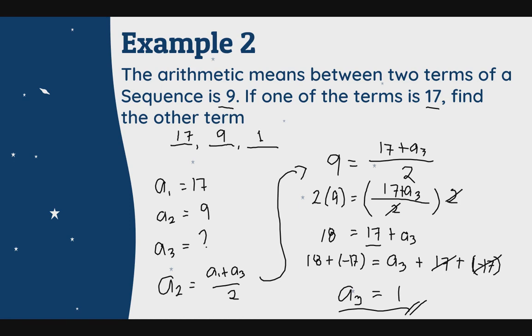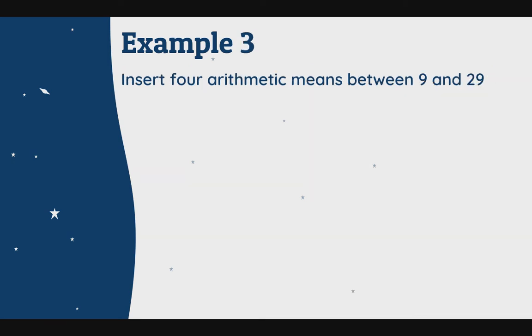So next, for our example number 3, insert 4 arithmetic means between 9 and 29. So again, para di tayo malito, let us write it in a sequence form. So 9, then 4 middle terms, which are the arithmetic means, and 29. So it's safe to say now that a sub 1 is 9. How about 29? 29 is the 1, 2, 3, 4, 5, 6, or a sub 6, the sixth term of our sequence.